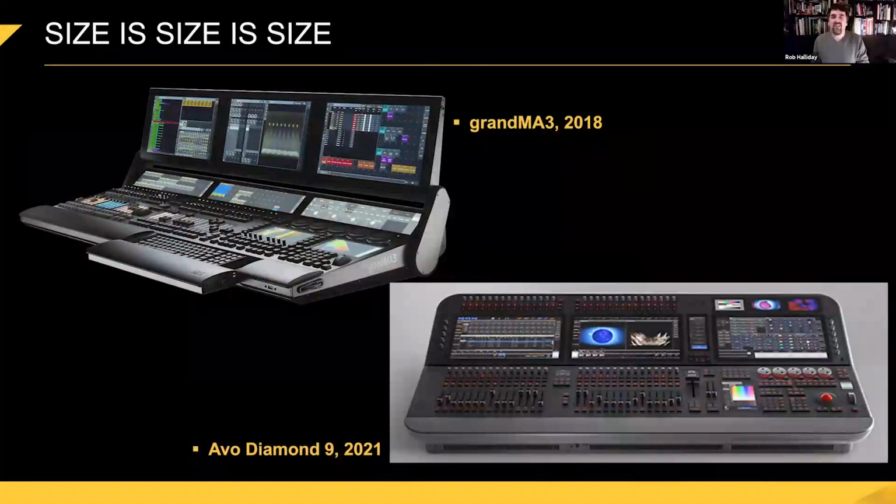And the other thing is size. Again, Hog 2 shrunk everything down. Now size seems to be making a dramatic comeback. You know, this is the Grandma 3, which is, whatever it is, 2 years old now, but the big one is really big.